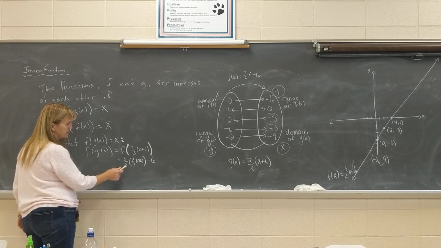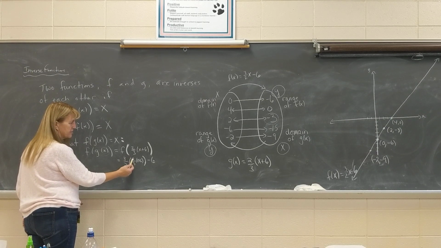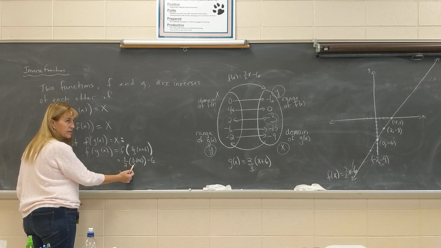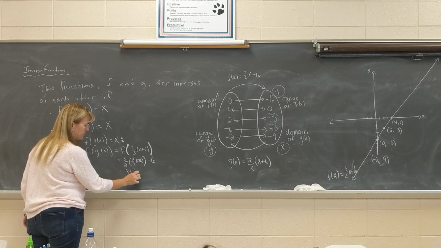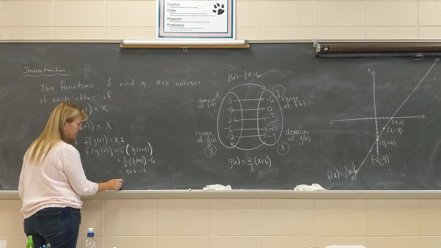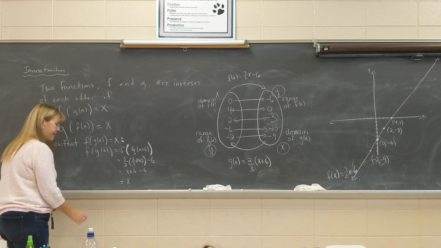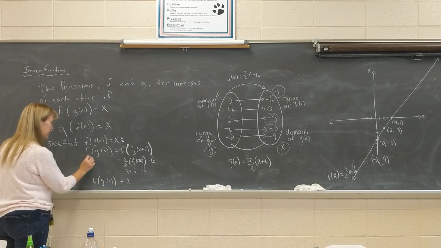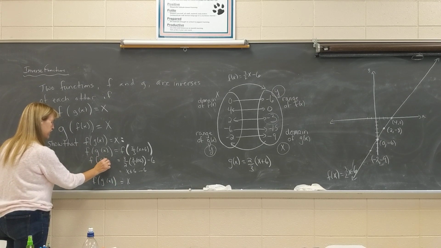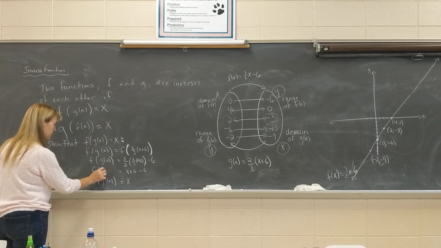Okay, so I'm gonna take the 3/2 and the 2/3 and they're gonna divide off, I'm gonna get 6 over 6, right, which is 1. So then I just get x plus 6 minus 6, which is just what? X, and this is f of g of x.